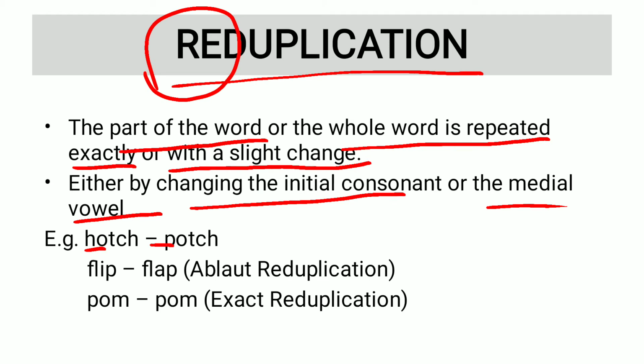So based on the ways in which the word is repeated, we have two kinds of reduplication. We have ablaut reduplication and we have exact reduplication. In ablaut reduplication, there is a change in the medial vowel, and so we call it ablaut reduplication. The i changes to a here, and in exact reduplication there is no change in the word. The whole word is repeated exactly. For example, pom pom, or we have the words bye bye.